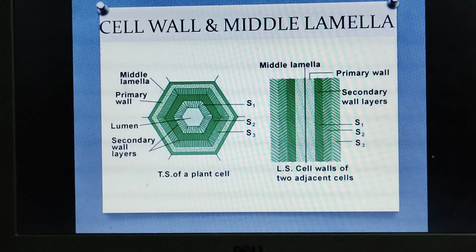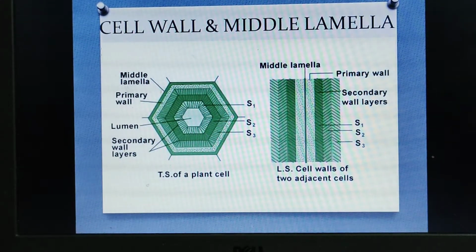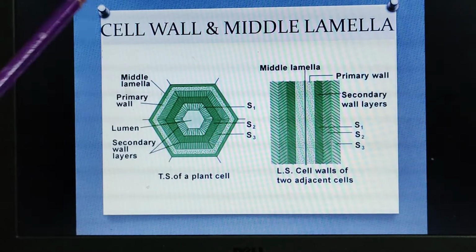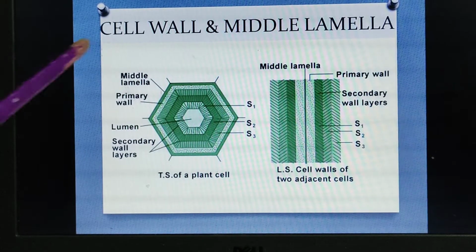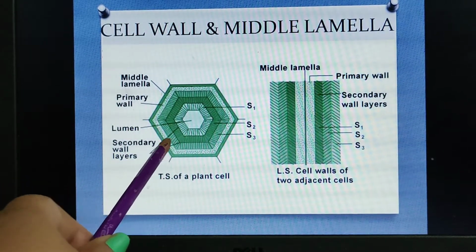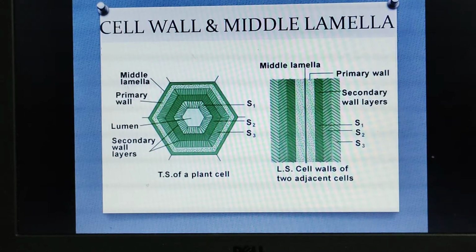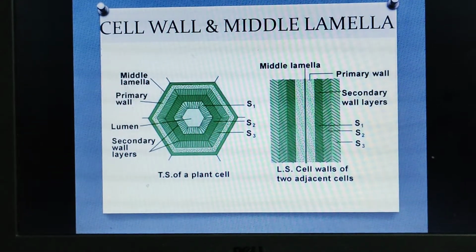So to understand this concept of the cell wall, let's come to this diagram. So here you can see this is a plant cell. The plant cell has the outermost layer, the middle lamella. As we have discussed earlier in the previous video, the middle lamella is the connecting unit between the two cells. Like this is one cell, this is another cell. So this cell and this cell are connected to each other with the help of this middle lamella. Fine. So inner to that, this dotted line is represented by the primary cell wall.